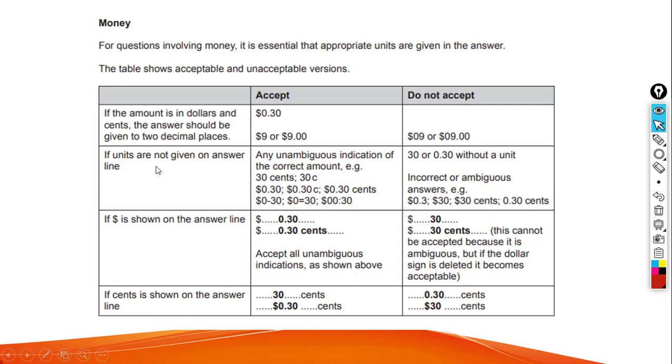If units are not given on the answer line, you can put any unambiguous indication of the correct amount, but they will not accept the numbers without the unit. If dollar is shown on the answer line, you can put the answer as 0.30 or 30 cents, but they will not accept it if there's no zero before the decimal point, because this cannot be accepted as it is ambiguous. But if the dollar sign is deleted, it becomes acceptable. So if the cent is shown on the answer line, you can answer 30 cents or $0.30. They would not accept 0.30 cent or $1.30.